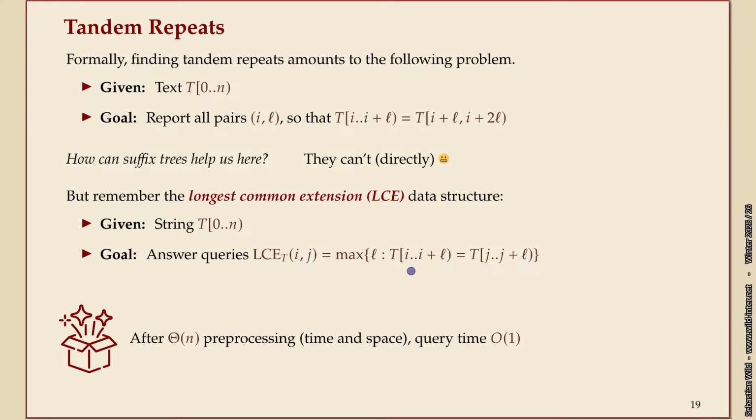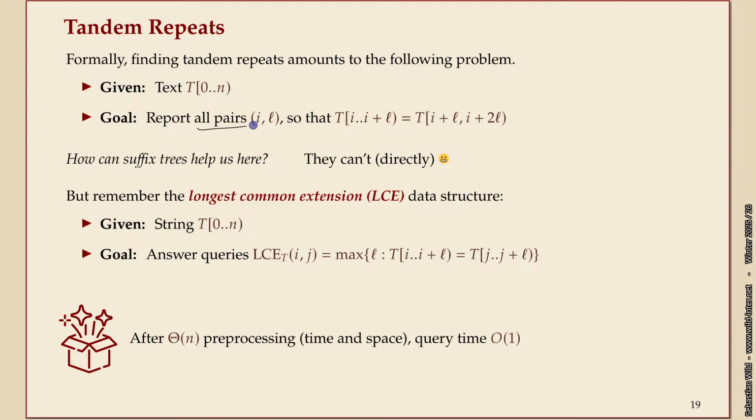Now, directly using LCE queries also seems not so clear how to do it, because there's many possible pairs. You could try every combination of starting positions and lengths, and that's going to solve the problem. But it'll always take quadratic time. Now, the number of such pairs could also be quadratic. So in the worst case, you have to spend quadratic time if you want to list all of those pairs.